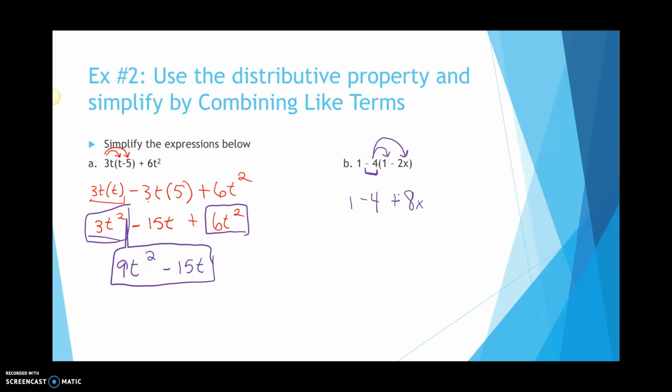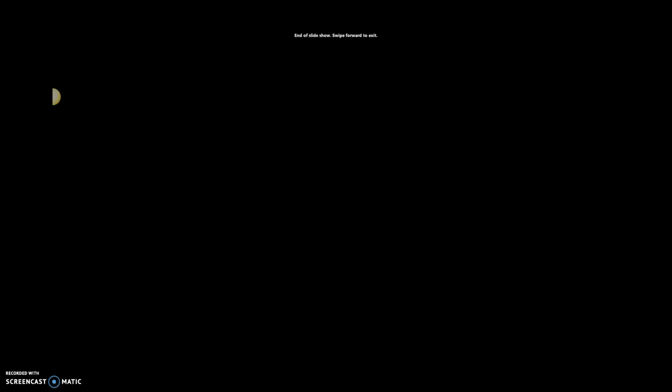Where do we have like terms? It's the 1 and the 4, the numbers that stand alone. So 1 and the minus 4 are like terms. What is 1 minus 4? Well, that's negative 3. We cannot combine that 8x with anything else because there's no other term that has just an x, so we just add 8x, and this will be my final answer. And that is it for this presentation.